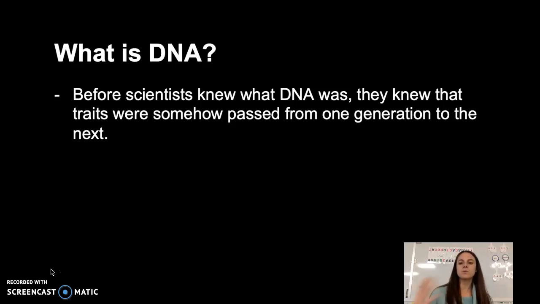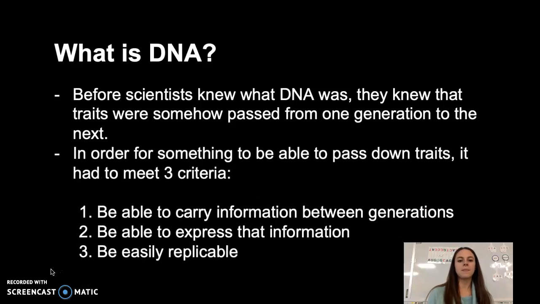Scientists understood that things were passed down, offspring looked similar to their parents, certain traits and diseases were passed down in the same families, but they didn't really know why. They knew that it had to be something that could carry information between generations. It had to be able to express that information, meaning you and your mother both have blonde hair. So something has to be expressed to show that blonde hair.